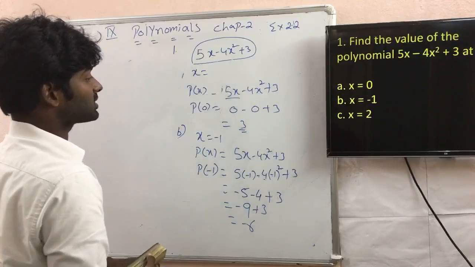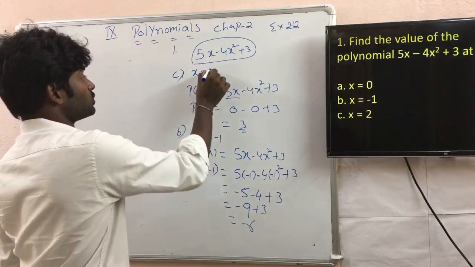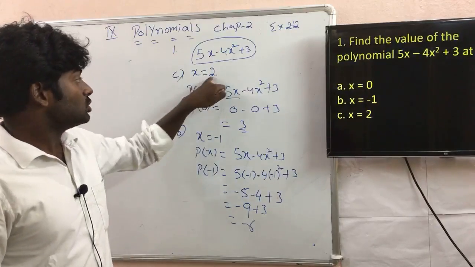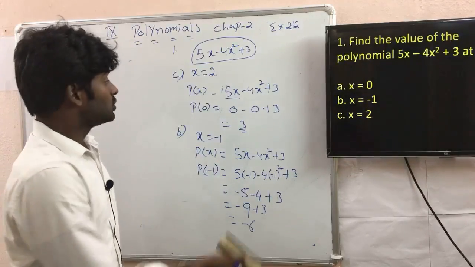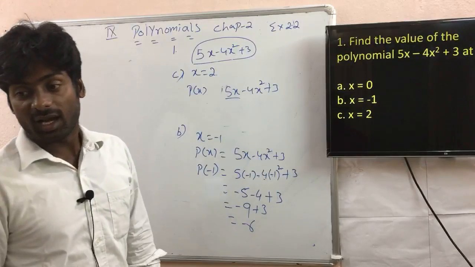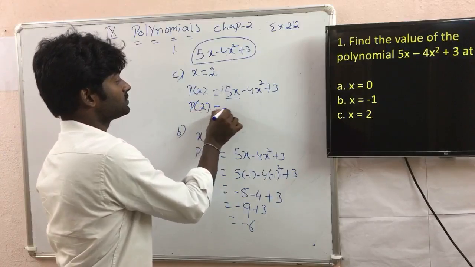Now we can move to the next sum, x equal to 2. Now we have to find the value of the polynomial at x equal to 2. So replace the value of x with 2 and get the answer. That means you have to get p of 2.